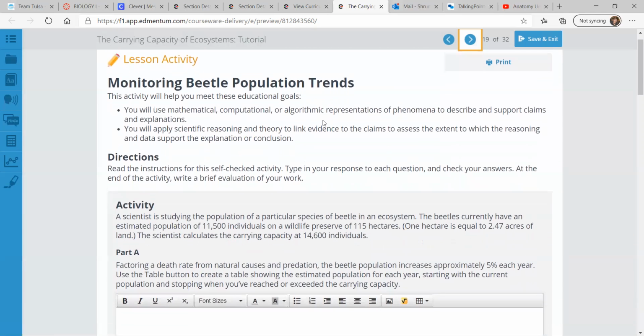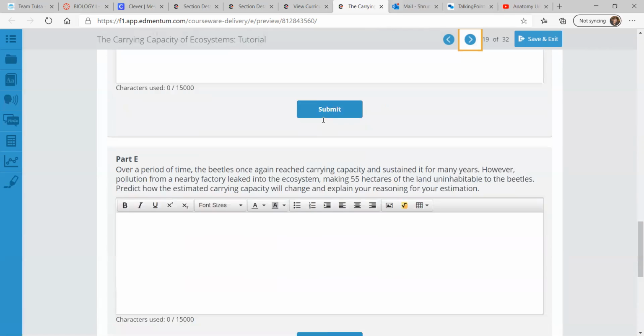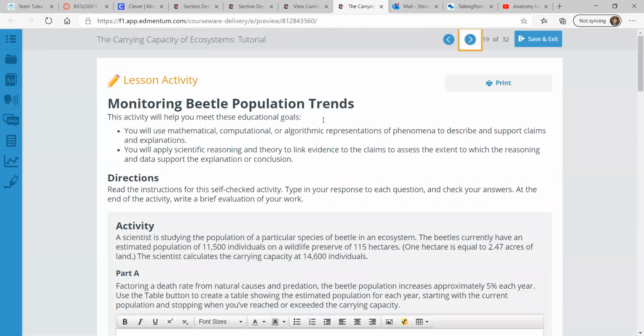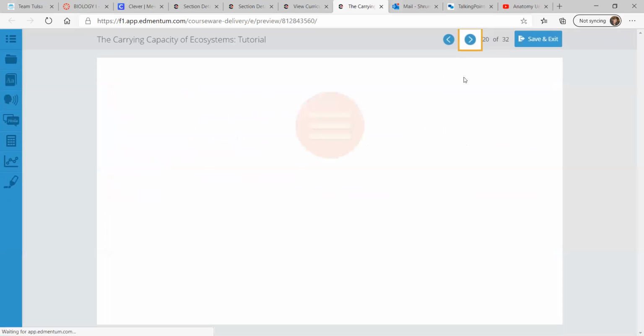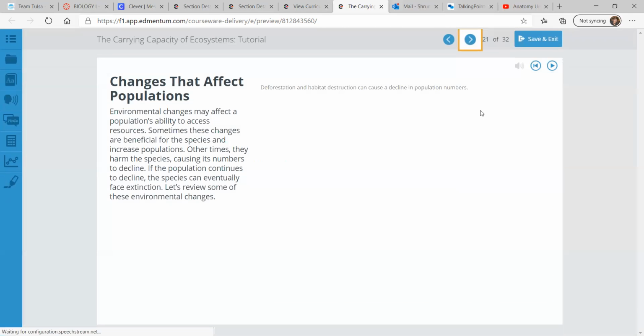So here we have an activity that you can complete. I'll move on to the next topic, changes that affect population.